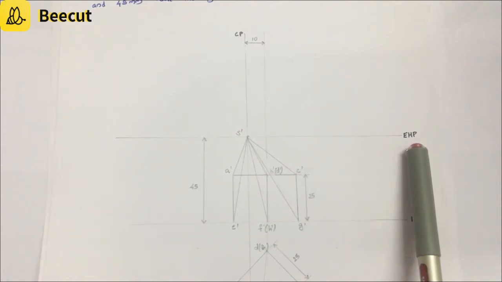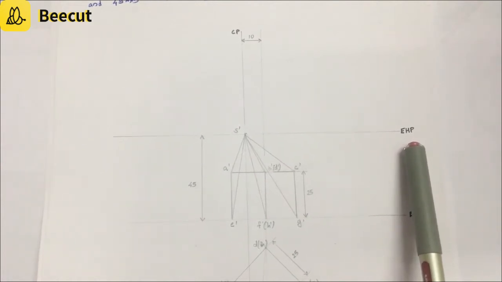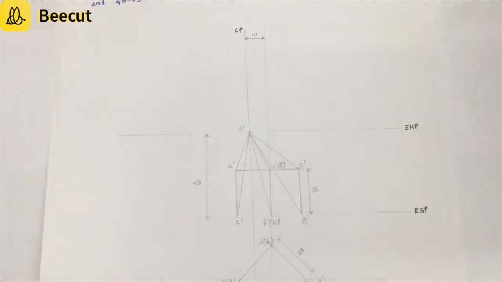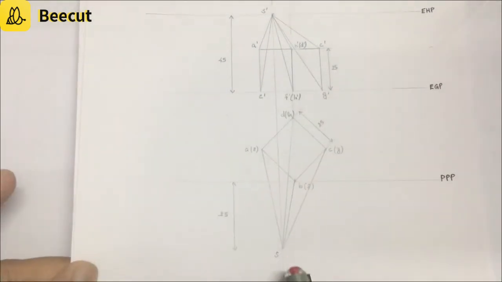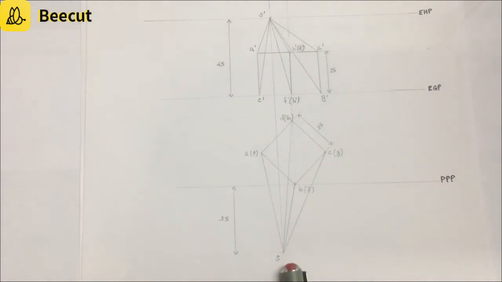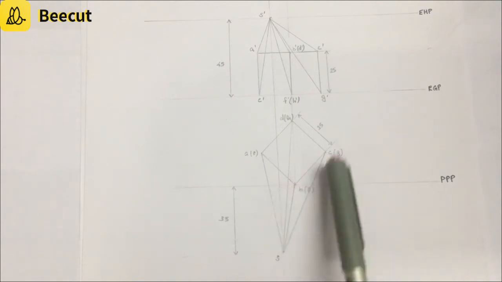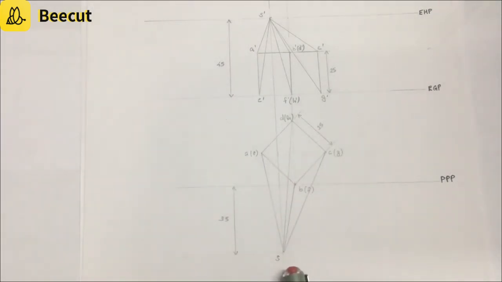Okay. Then you have to draw the visual rays in the top view. So this is point S, and from this point S, you have to draw lines so as to reach all the 4 corners of the square. You have 4 corners, and to all the 4 corners you have to draw lines from S, and these lines are termed as visual rays in top view.